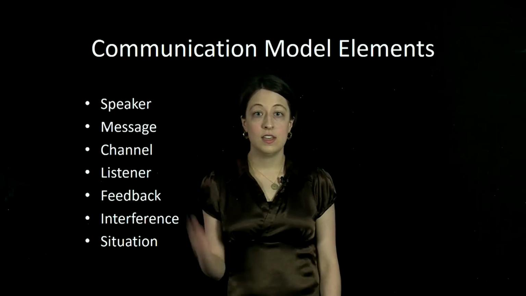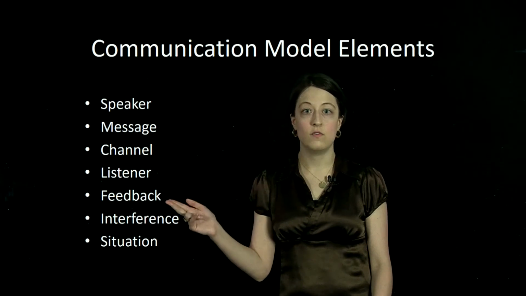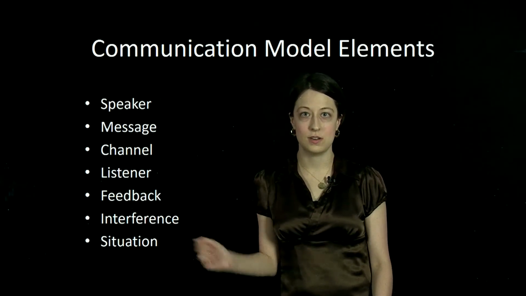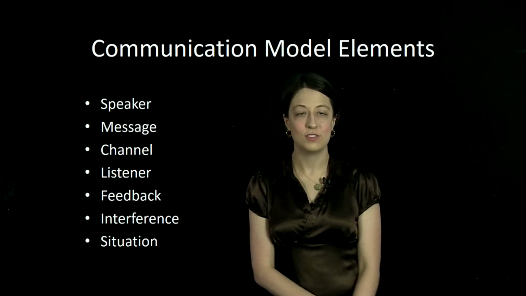Whether it's on the phone, you're sending a text message, or you're leaving a comment on Facebook, these are elements that are going to be present. And so today we are going to be looking at these 7 elements: your speaker, message, channel, listener, feedback, interference, and situation, in order to analyze a communication situation together. Okay, so let's take a look.